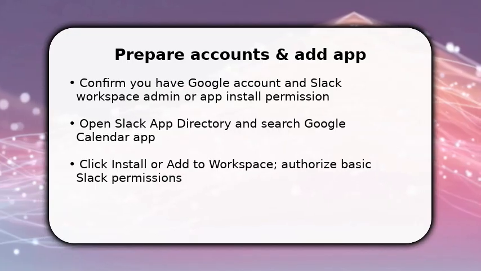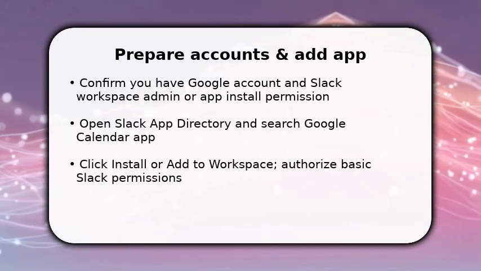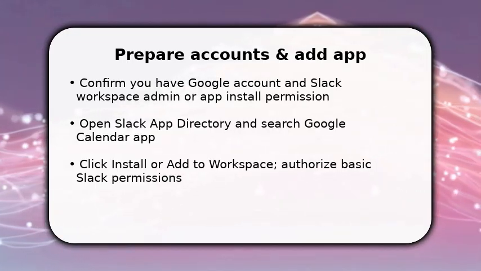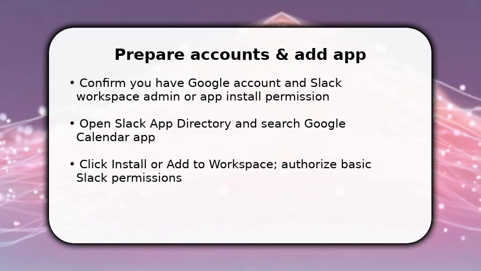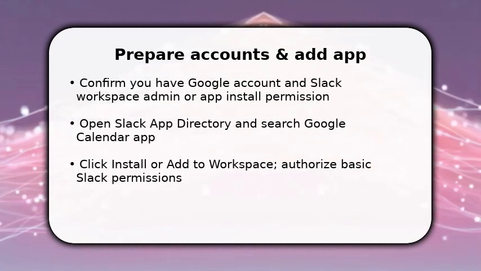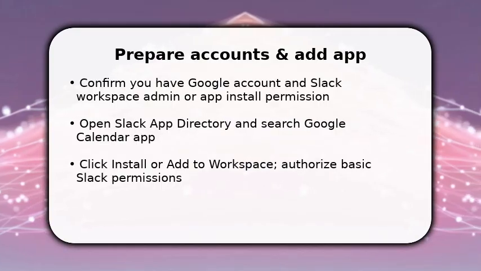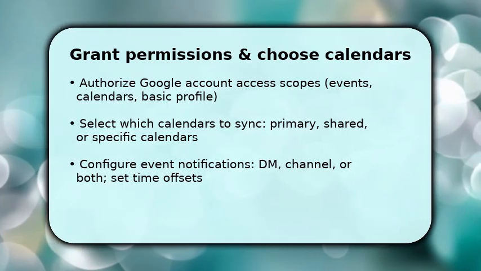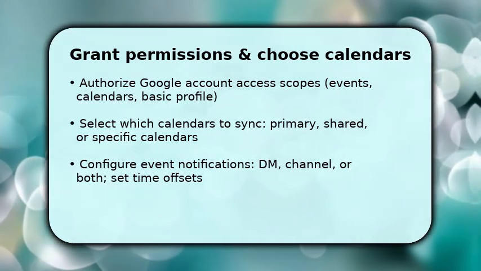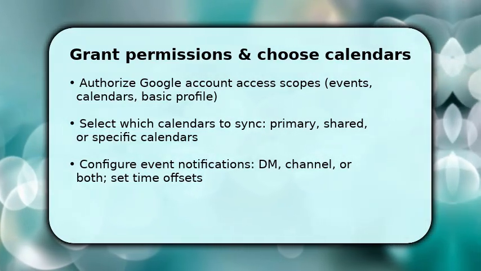Make sure you're using the account you want synced, because the linked Google account determines which calendars appear in Slack. Now you grant Google Calendar the specific permissions Slack requests. This allows Slack to read events and post notifications. After authorization, you'll see a calendar selection screen. Pick the primary calendar and any shared calendars you want in Slack.